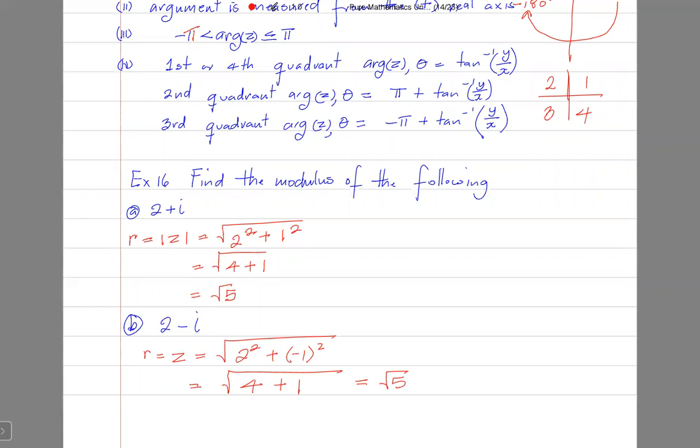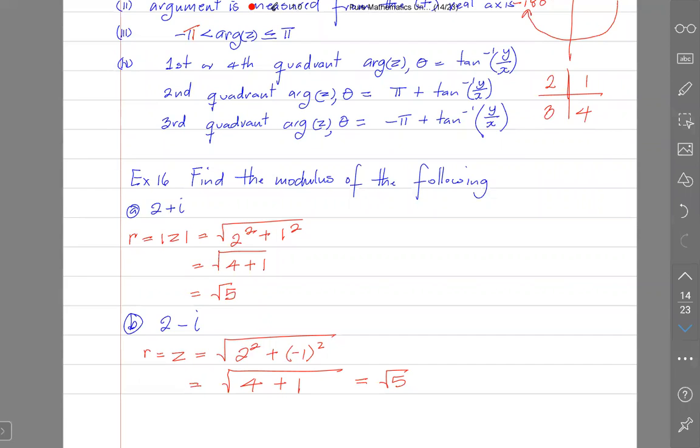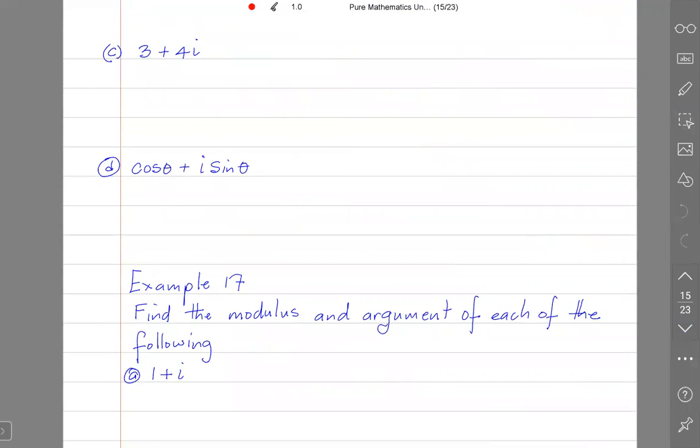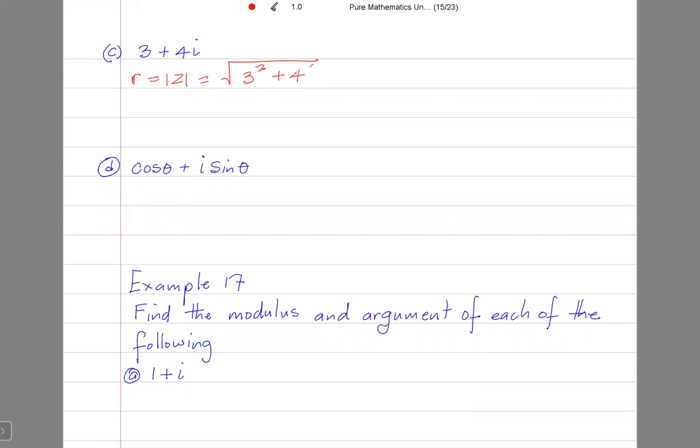Let's turn the page. All right, very quickly, do C and D. So here, the modulus of z, or r, is equal to the square root of 3 squared plus 4 squared. This is the square root of 9 plus 16. This is the square root of 25. This is 5.